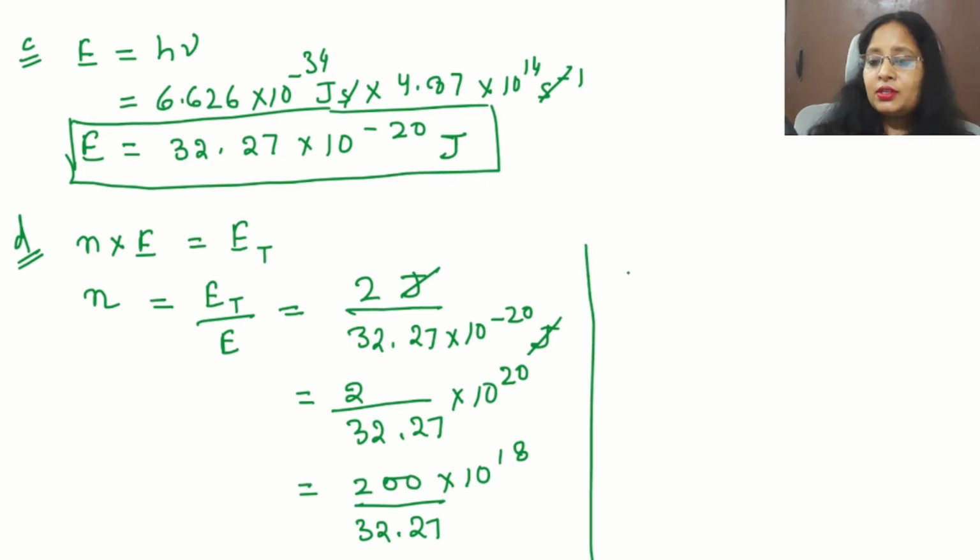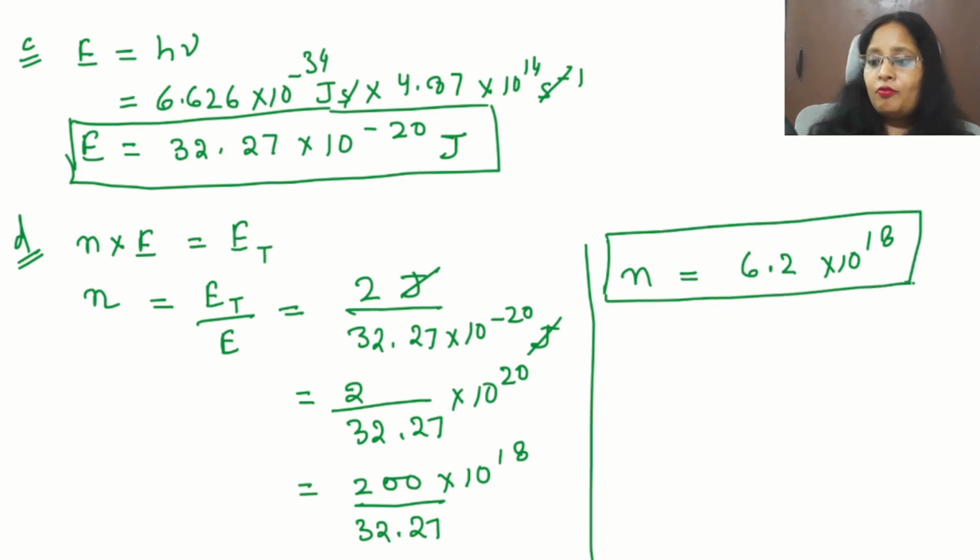After doing the division, the number of photons or number of quanta should be 6.2 into 10 to the power 18, and this is the answer for the last part of the question, the total number of quanta. So friends, basic calculations, basic formulas, you need to learn these formulas because they will be asked many times in the question.